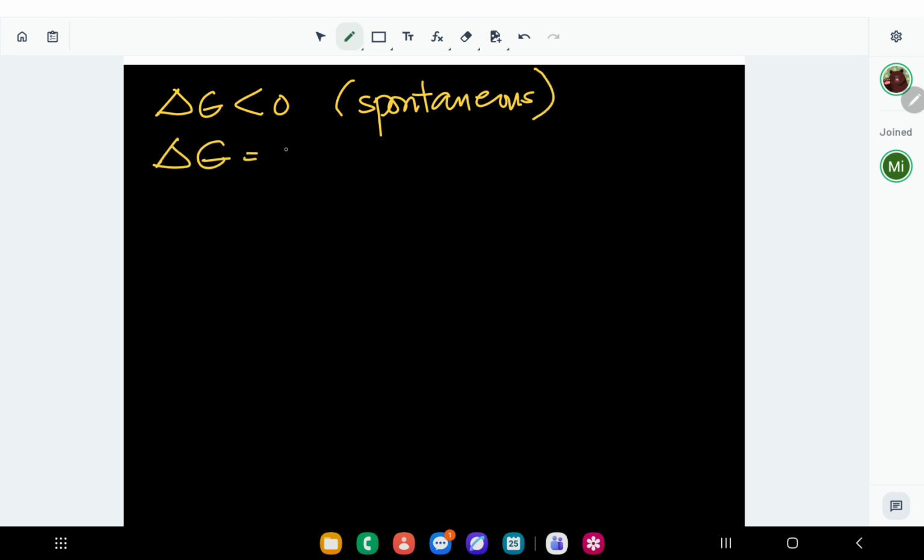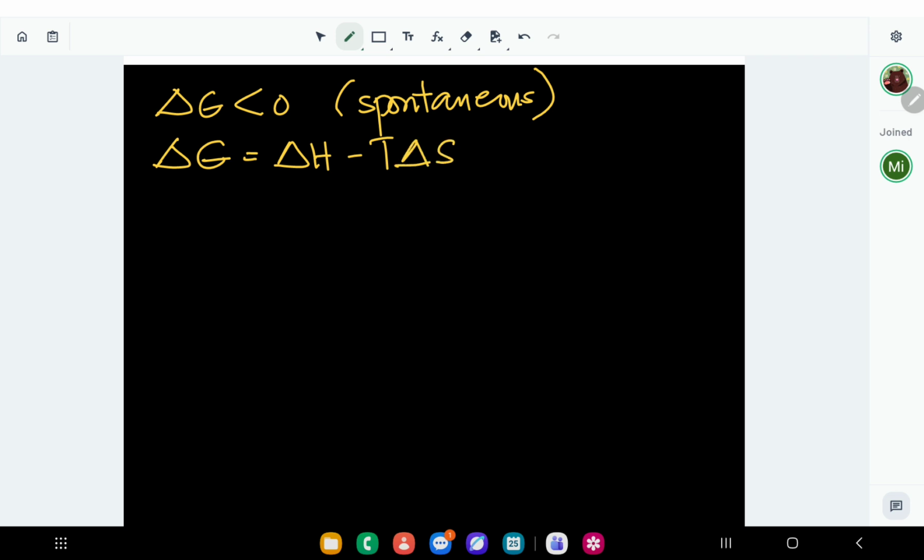So spontaneous, delta G is less than 0. This one is spontaneous. Okay. And then you use this formula to prove that one. Okay. Then how do we predict?